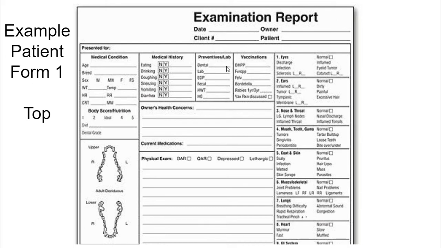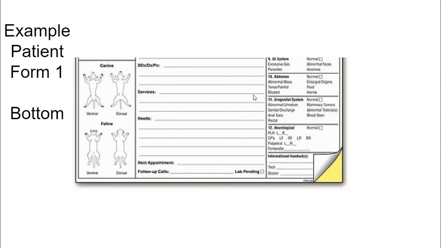Like, are they getting a dental? Is another lab, maybe a blood sample? This one says fecal. So they take a feces sample to look for things like parasites. And it notes what vaccinations they've specifically had.